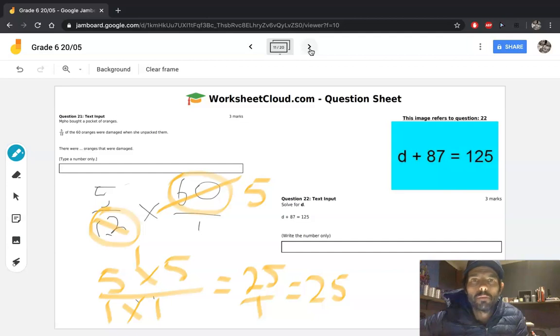So for me, the second option makes life a lot easier. I don't have to simplify 300 over 12, and I can appreciate that for some of us 300 over 12 is really straightforward, but there will be a day when you multiply the numerators and you get a really large number, and you're going to find it difficult to divide it by the denominator.